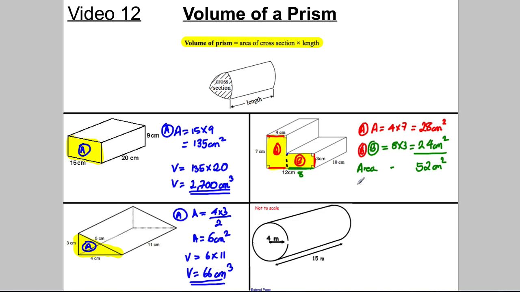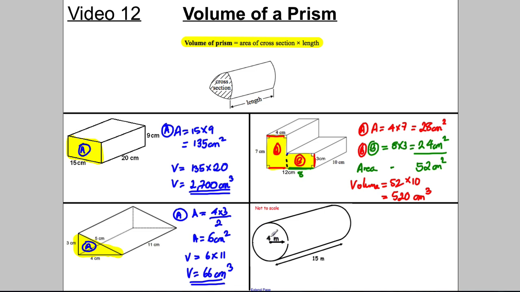So if we want the volume, therefore, it's going to be that 52 multiplied by the depth back, which is 10. So it's going to be 520. And the unit's not centimetres, it's not centimetres squared, it's centimetres cubed.